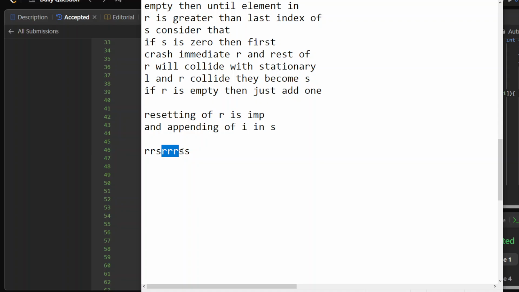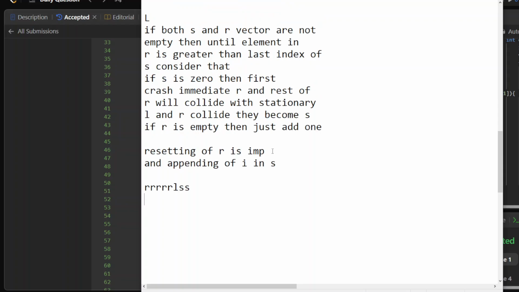My agenda is that I will calculate and update all of it, because where I am currently standing, how will I be affected? I will only be affected by the cars at my left-hand side that are moving in the right-hand direction. So up till the last time the S appeared, consider all the cars. If S is empty, that means there is no S, then all these cars will stop, right? These all cars will stop. If it is not empty, then consider, up till I hit the last S, all the R's that I have.